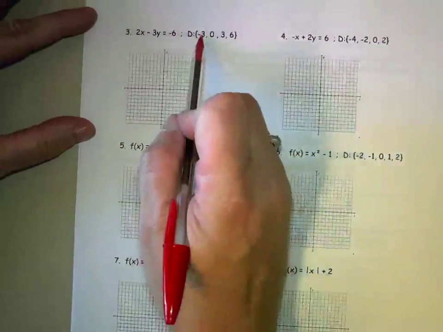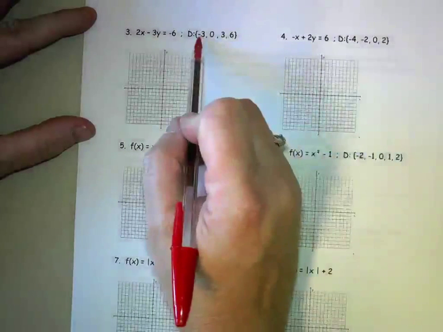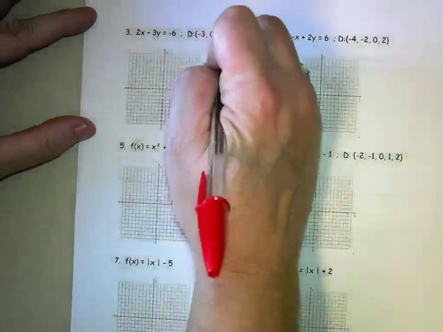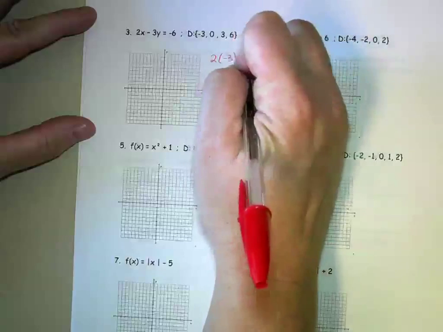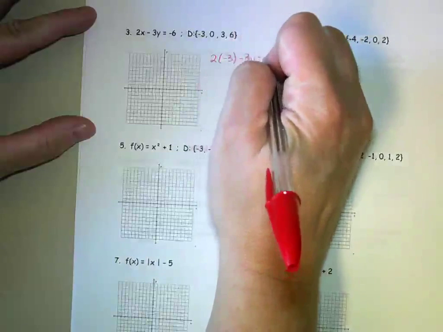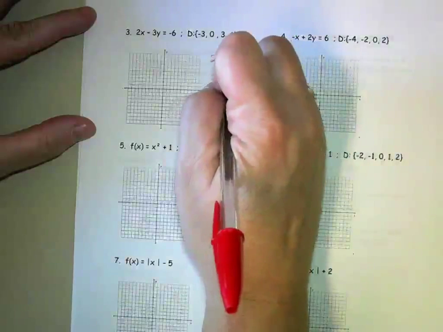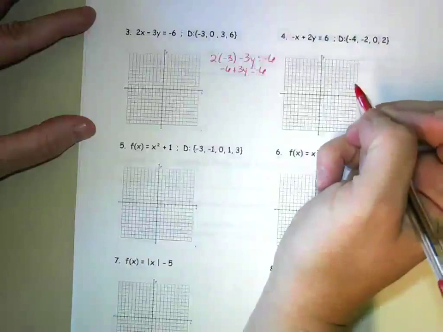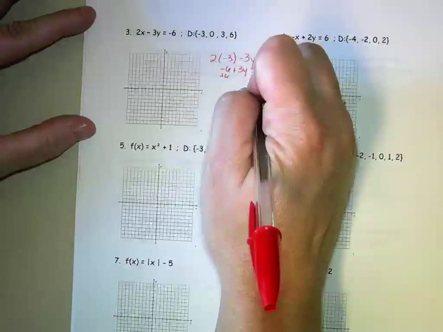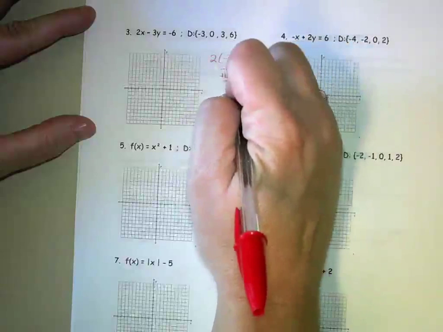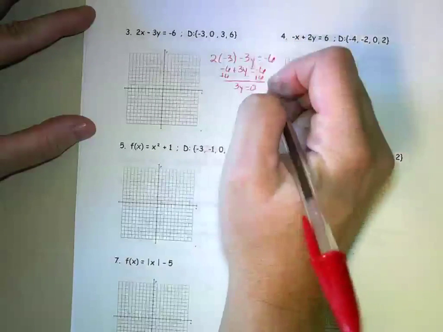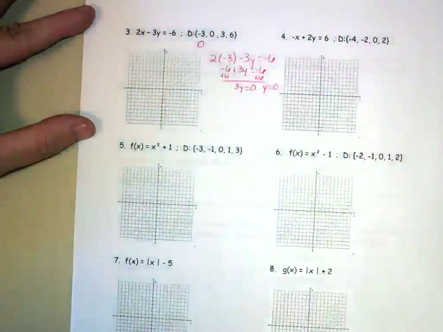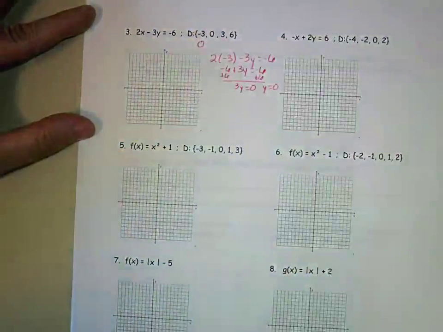Number 3, we have to just evaluate for these three numbers. This is our domain, so these are our x values. So we're going to do 2 times negative 3 minus 3y equals negative 6, which becomes negative 6 plus 3y equals negative 6. If we add 6 to both sides, 3y equals 0. So y equals 0. So if you put a negative 3 in there, you get a 0.